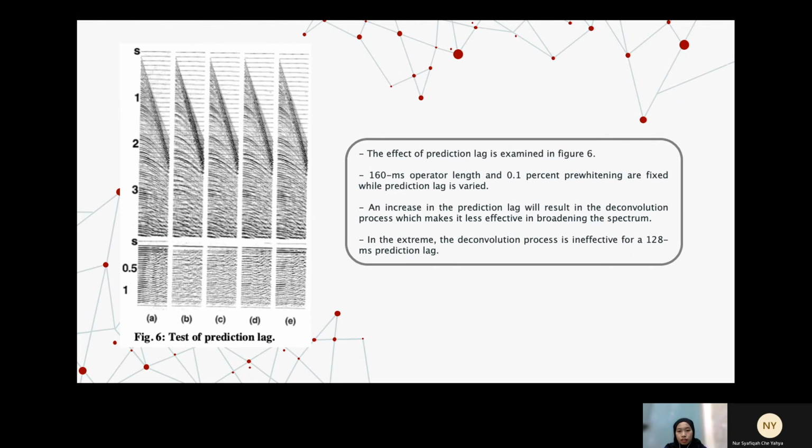The effect of prediction lag is examined in figure 6, shown in the slide. The 160 millisecond operator length and 0.1% pre-whitening are fixed while prediction lag is varied. An increase in the prediction lag makes the deconvolution process less effective in broadening the spectrum. In the extreme, the deconvolution process is ineffective for a 100 to 8 millisecond prediction lag.